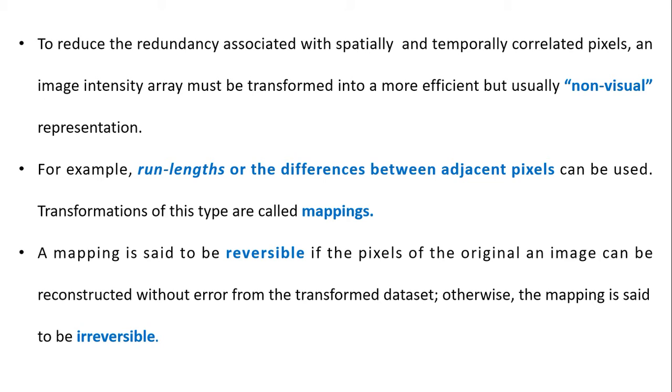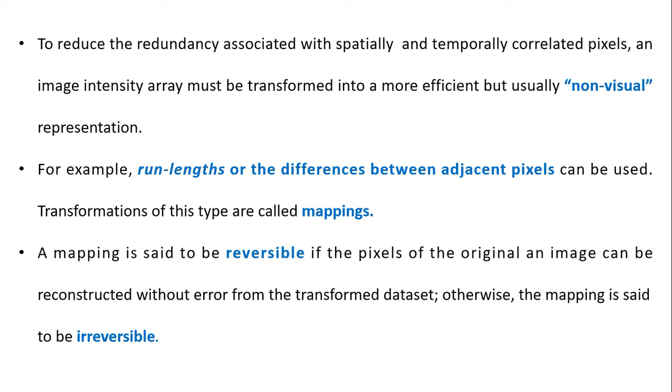So when we encode this interpixel redundancy, we get a non-visual representation. For example, run length or the difference between adjacent pixels can be used, and a transformation of this type is called mapping. A mapping is said to be reversible if the pixels of the original image can be reconstructed without error from the transformed dataset. Otherwise, the mapping is irreversible.